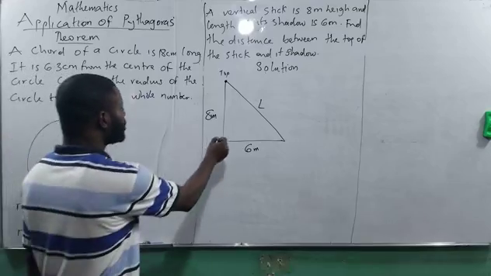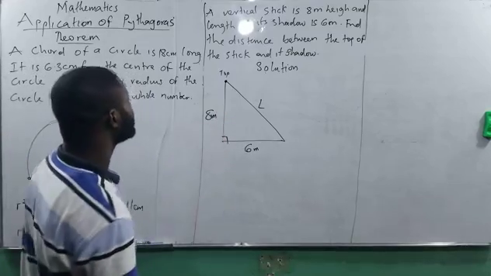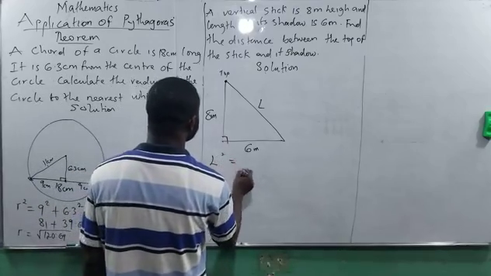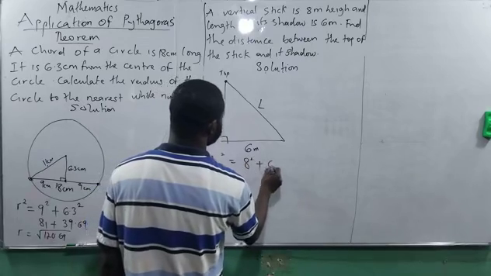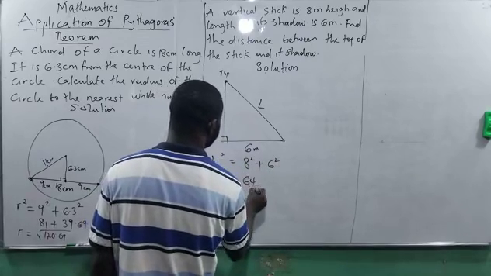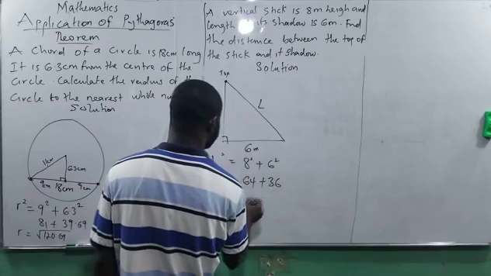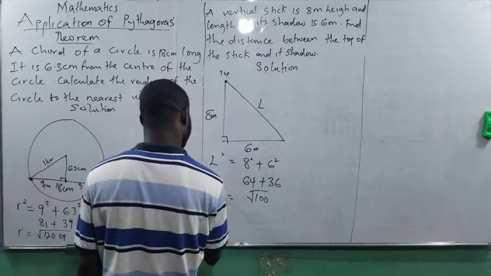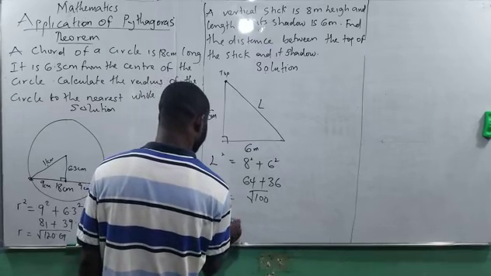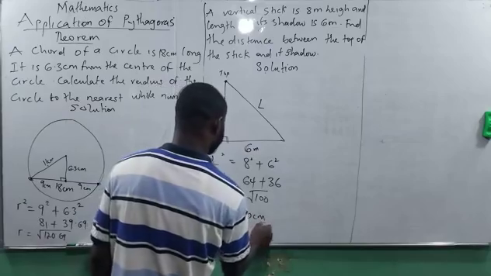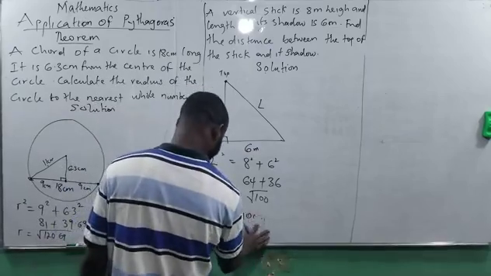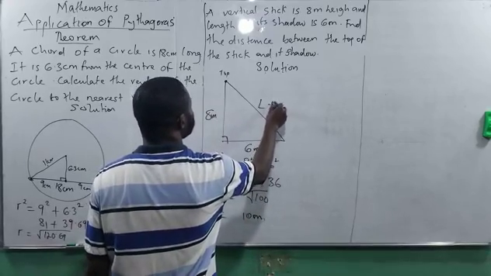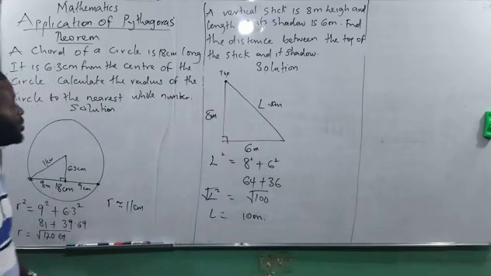This length, which is facing the 90 degree angle, is also known as the hypotenuse. It means my length squared equals 8 squared plus 6 squared. That is 64 plus 36, which is 100. The root of 100 is 10, so my length equals 10 meters. That is what you are to do there.